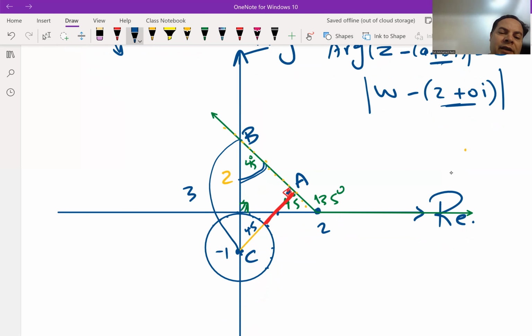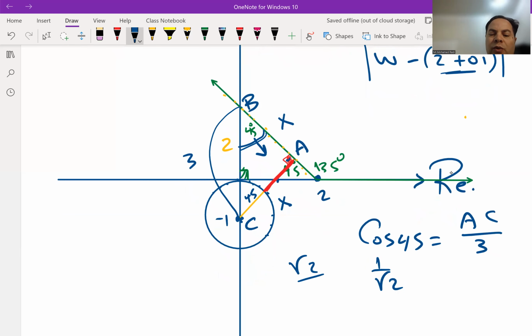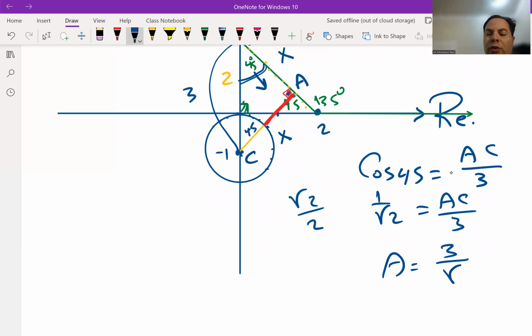We can get this side by writing x here and x here, then applying the Pythagorean theorem. Or you can use this angle 45, opposite over hypotenuse. So cosine 45 is equal to the opposite, which is AC, divided by the hypotenuse, which is 3. Cosine 45 is 1 over root 2, or you can rationalize and write root 2 over 2, both correct, equal to AC over 3. So AC is 3 over root 2, or 3 root 2 divided by 2.